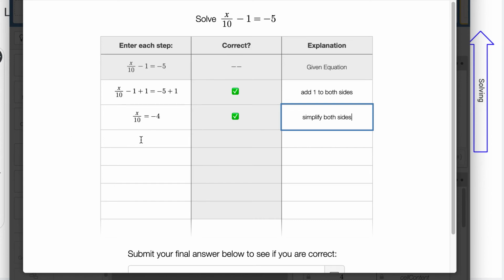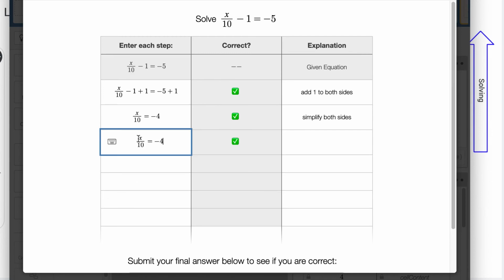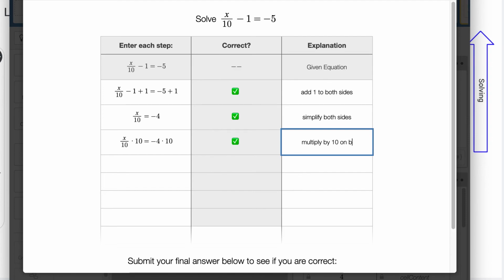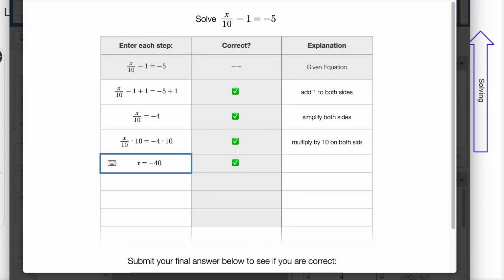Then I have to get rid of this divided by 10. I'm going to copy and paste it, and I need to multiply by 10 on both sides. Okay, I built an equivalent equation. I multiply by 10 on both sides. Now I simplify, these cancel, x equals negative 4 times 10 is negative 40. So if you got that, excellent job.